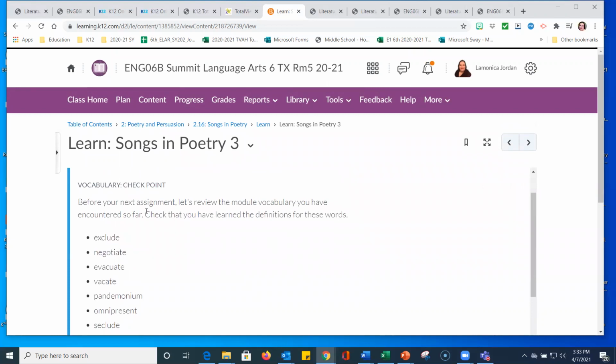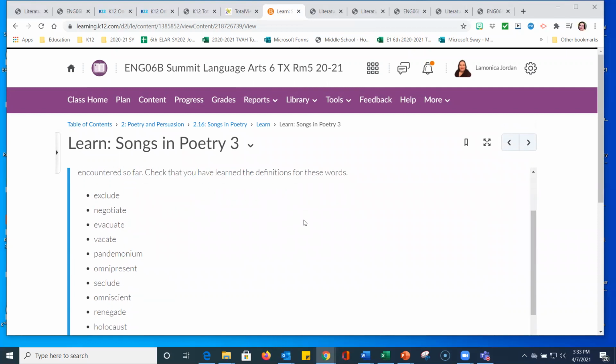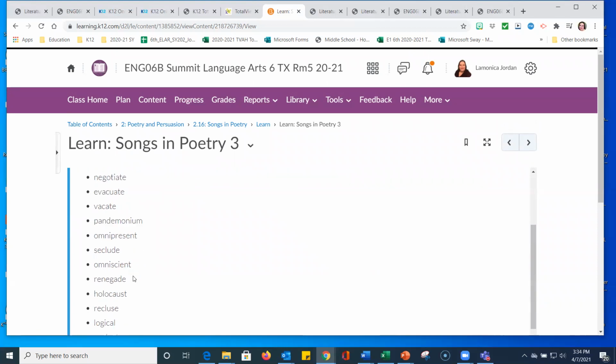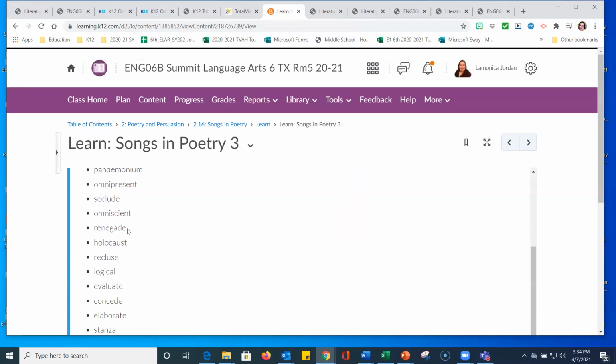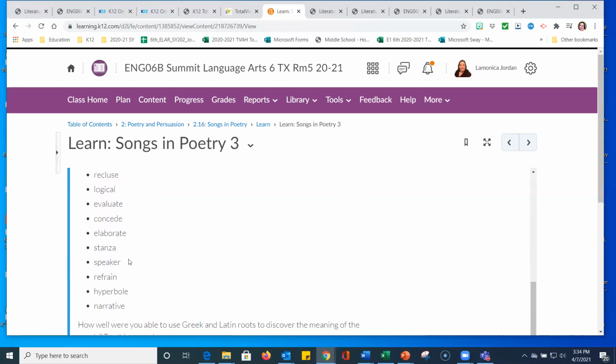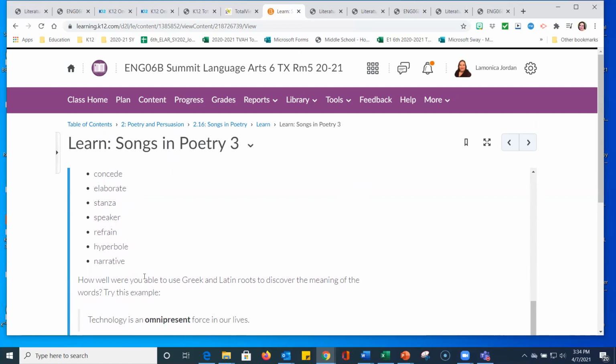Vocabulary checkpoint. Before the next assignment, let's review the module vocabulary you have encountered so far. Check that you've learned the definitions of these words: exclude, negotiate, evacuate, vacate, pandemonium, omnipresent, seclude, omniscient, renegade, holocaust, recluse, logical, evaluate, concede, elaborate, stanza, speaker, refrain, hyperbole, and narrative.